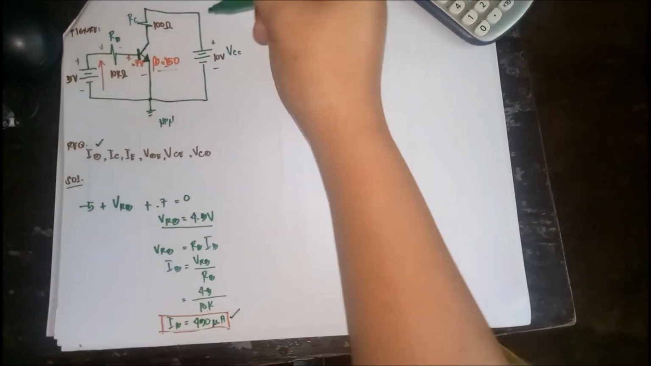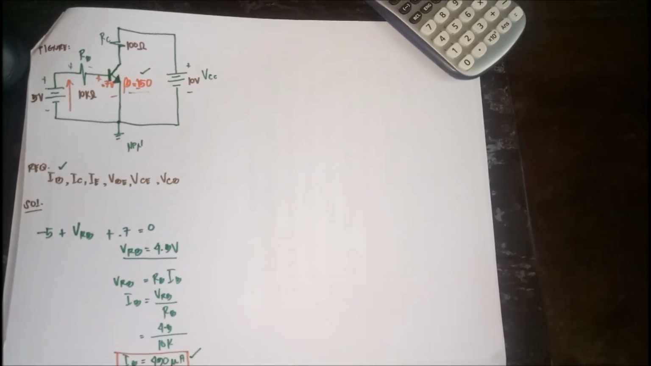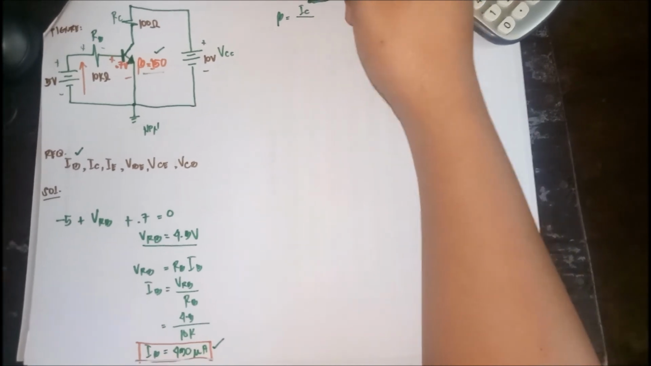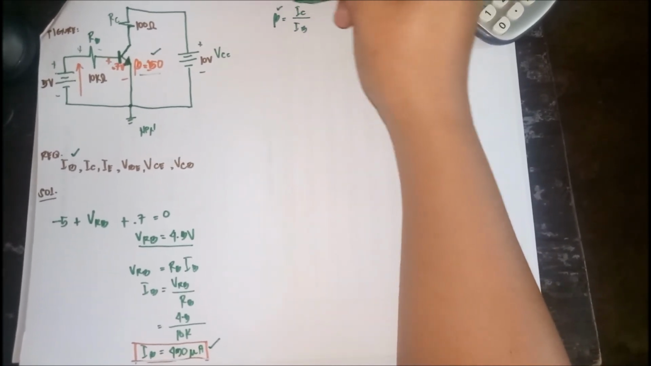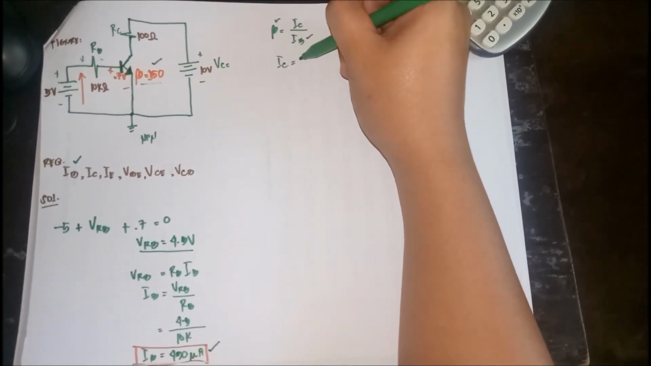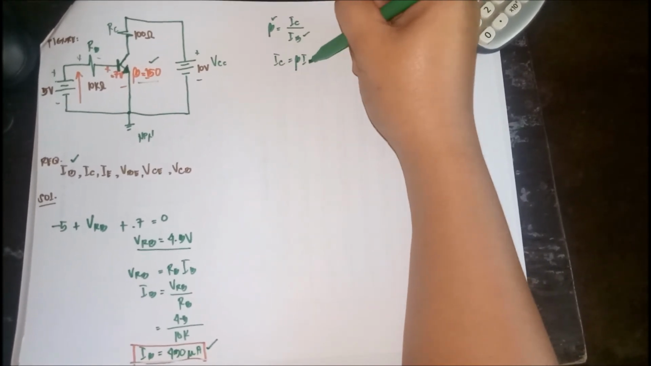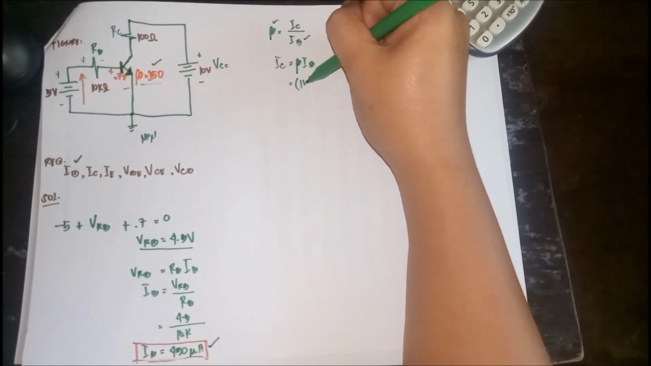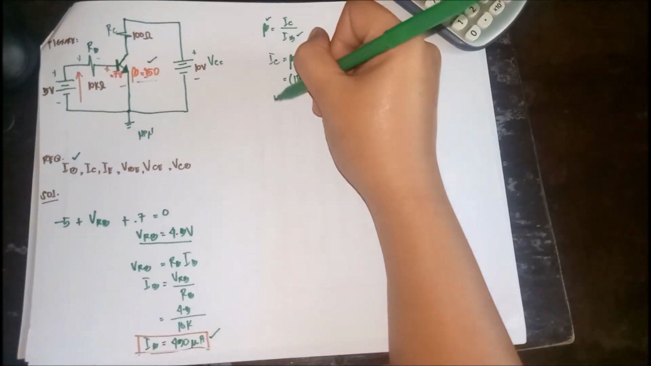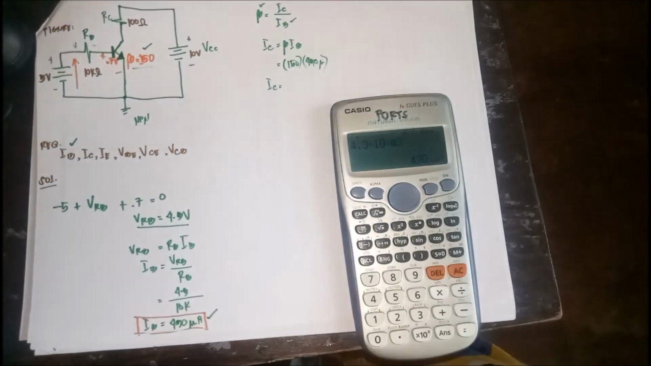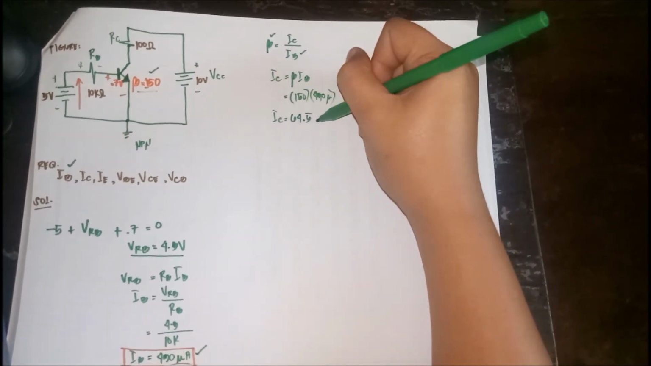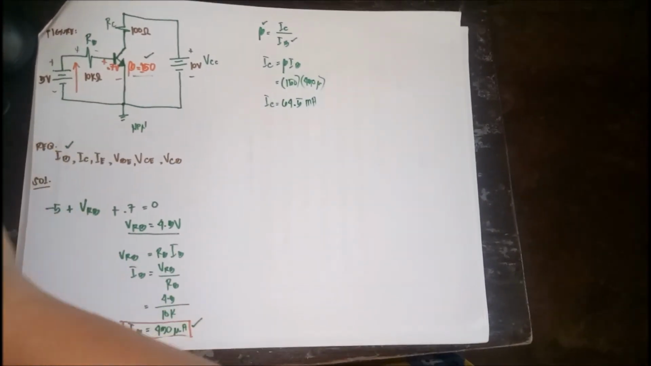Given na si IB, we also have our beta. What relationship do we get? Diba? Remember, meron tayong beta is equal to IC over IB. Given na po itong dalawa, so we can now solve for our IC, which is equal to beta times IB, which is equal to 150 times 430 microampere. That gives us an IC of 64.5 milliampere.